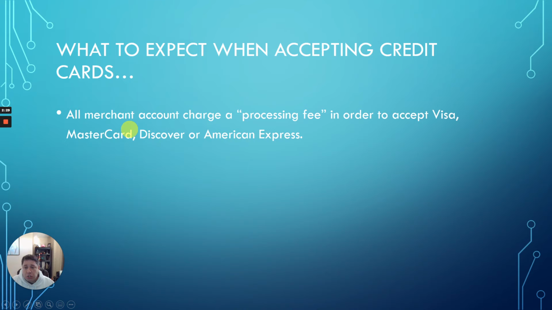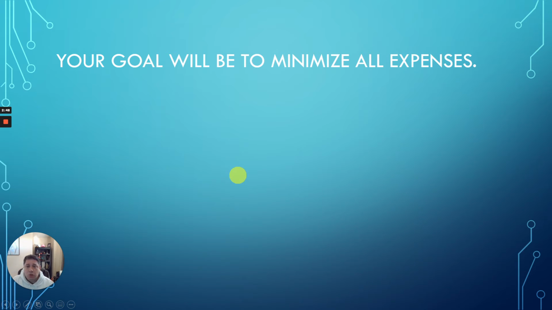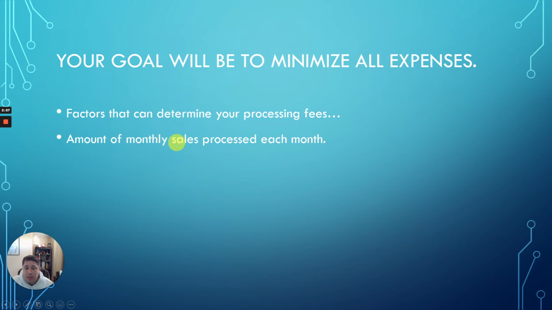Very important. All merchant accounts charge a processing fee in order to accept Visa, MasterCard, Discover, or American Express, okay? These fees vary based upon multiple factors. Fees can range anywhere from 1% up to 7% of the total sales amount, depending on risk levels, okay? Your goal will be to minimize all your expenses. Factors that determine your processing fees are going to be the amount of monthly sales processed each month. Certainly, if you're processing more, you might be entitled to a lower rate because you are obviously engaging in much, much more transactions than the average person.